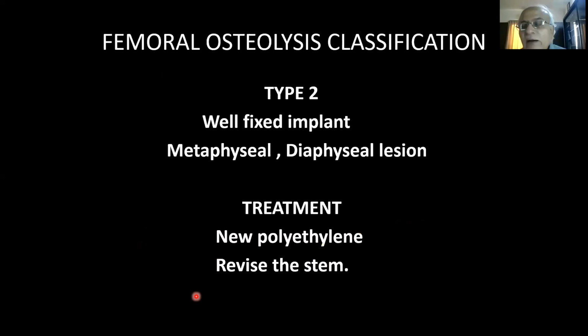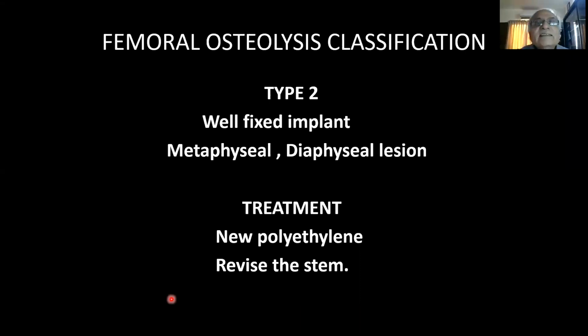So that is type 1. Again, to repeat: small metaphyseal eccentric wear of the poly, and that's why it is possible. We put a new poly and graft the metaphyseal lesion.